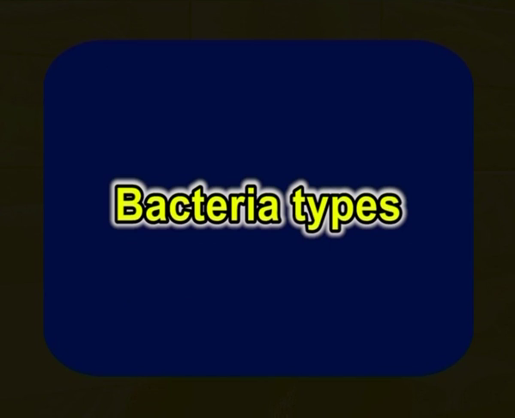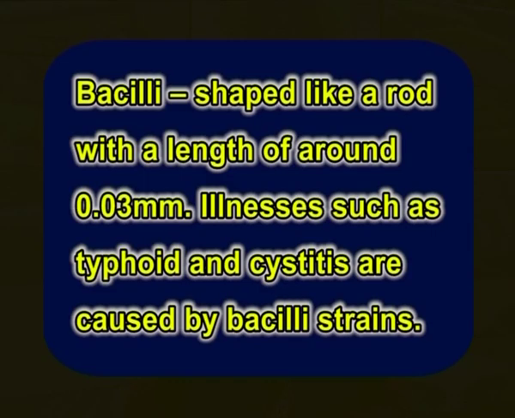Well, let's come to the bacteria types. Bacteria that cause diseases are broadly classified according to their shape. The four main groups are: the first group are the bacilli, shape 1. They are like rods with a length of around 0.03 mm. Illnesses such as typhoid and cystitis are caused by these bacilli strains.